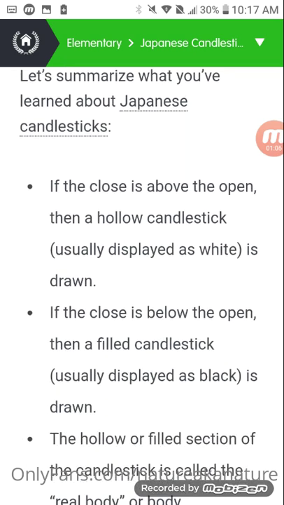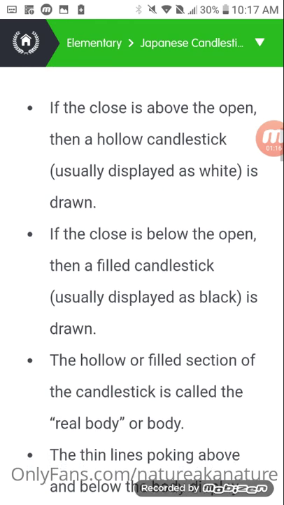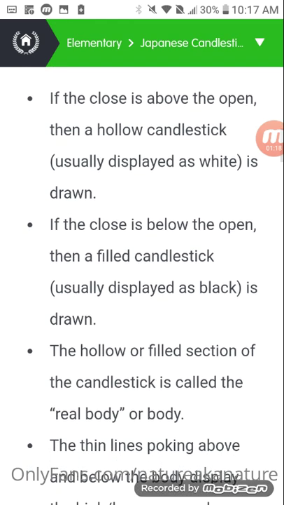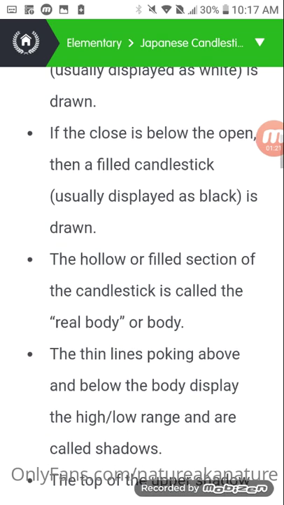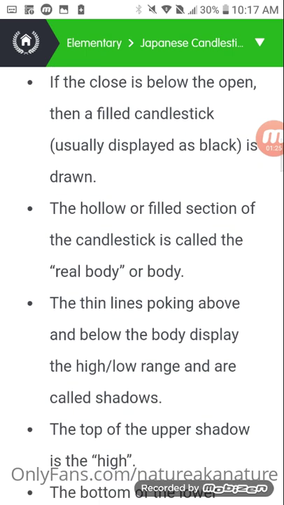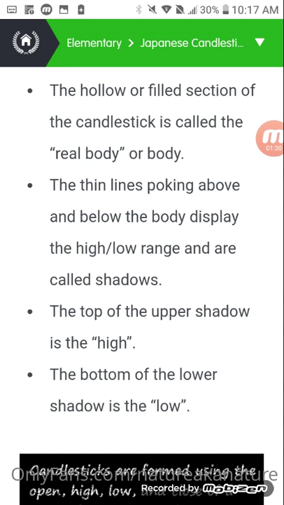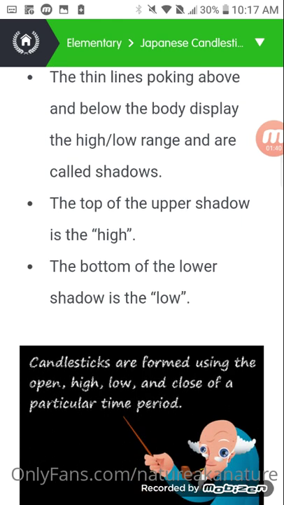If the close is above the opening, then it's a hollow candlestick, usually displayed as white. If the close is below the opening, then it's a filled candlestick, usually displayed as black. The hollow or filled section of the candlestick is called the real body, or body. The thin lines poking above and below the body are called shadows. The upper shadow shows the high, and the lower shadow shows the low.